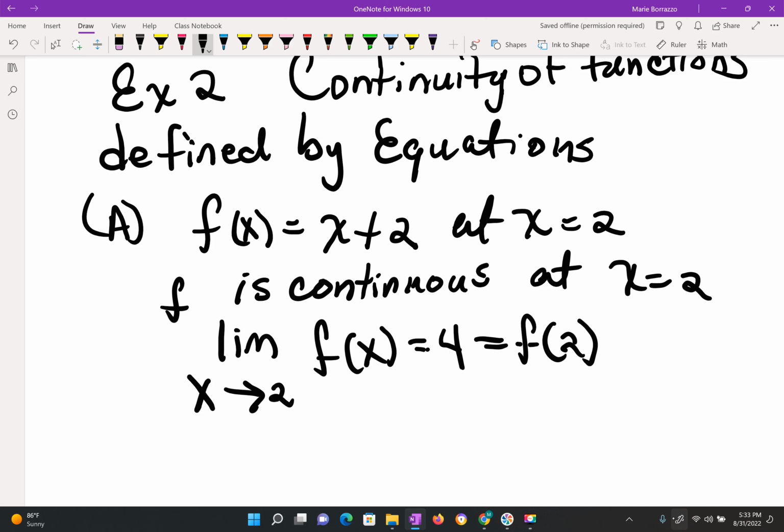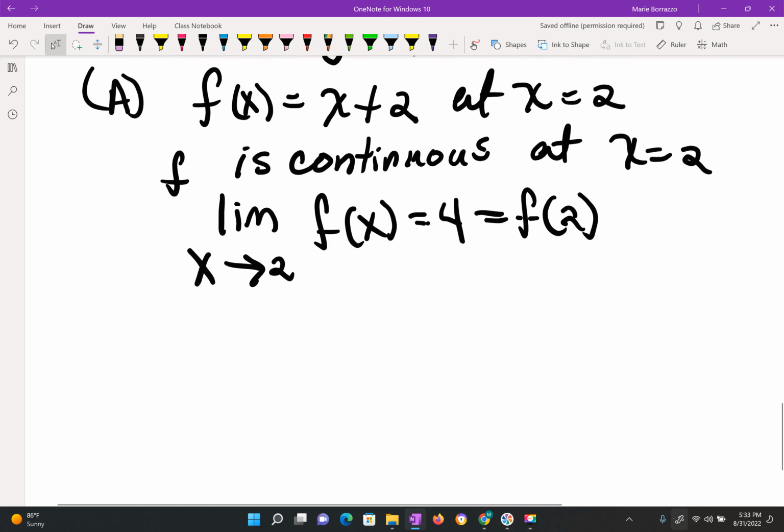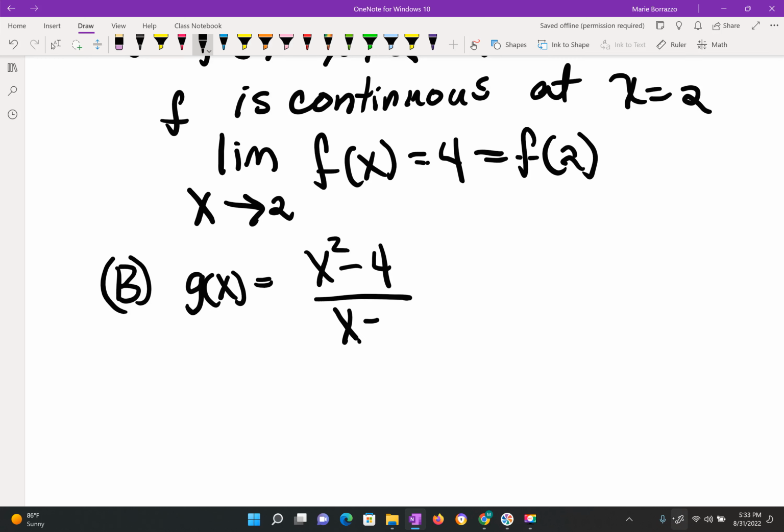Now, example B is not continuous. You're going to see how and why. Let's see if it hits you. We'll call this B. We'll call this g of x is equal to x squared minus 4 over x minus 2. And we're going to check it for continuity at x equals 2.